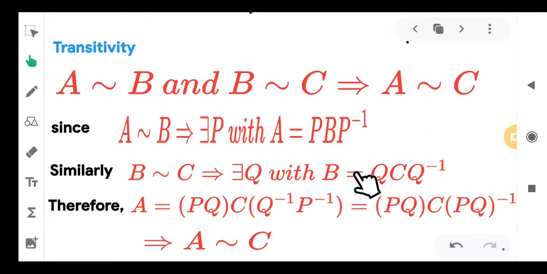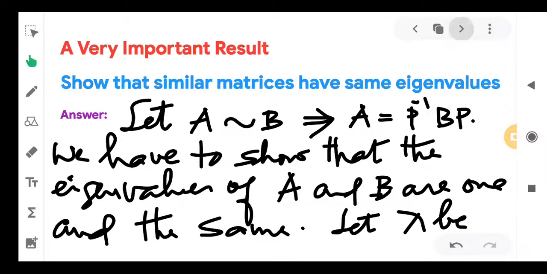So it will be P Q C Q inverse P inverse, and regrouping, this is nothing but PQ C (PQ) inverse. P and Q are invertible, which means PQ also will be invertible, with inverse Q inverse P inverse. Therefore, A is similar to C. Therefore, whenever A is similar to B and B is similar to C, we can see that A is similar to C. Therefore, everything is satisfied by this similarity relationship. Therefore, it is an equivalence relation.